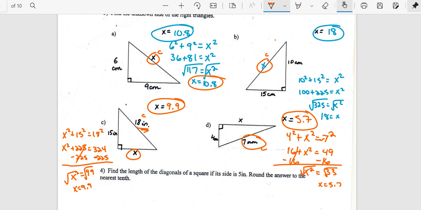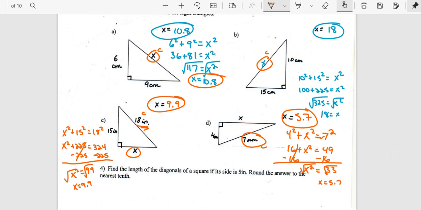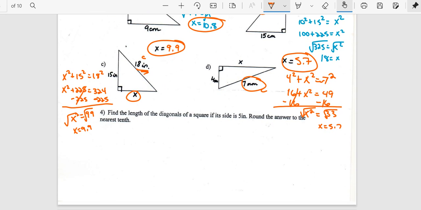All right, so let's do the last one together. The last one here says to find the length of the diagonals of a square if its side is 5 inches.